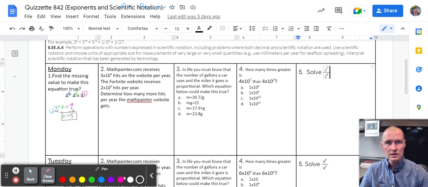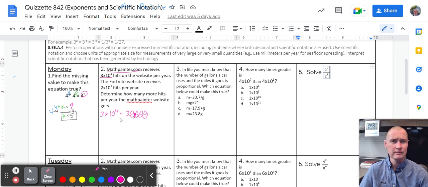All right, let's start with the first website, mathpainter.com, and that's going to be 3 times 10 to the 4th power. So here we go. 3 times 10 to the 4th power equals 3, and we move the decimal 1, 2, 3, and 4 places. So it looks like mathpainter.com gets 30,000 hits, and I'm going to put a comma in there, representing 30,000.